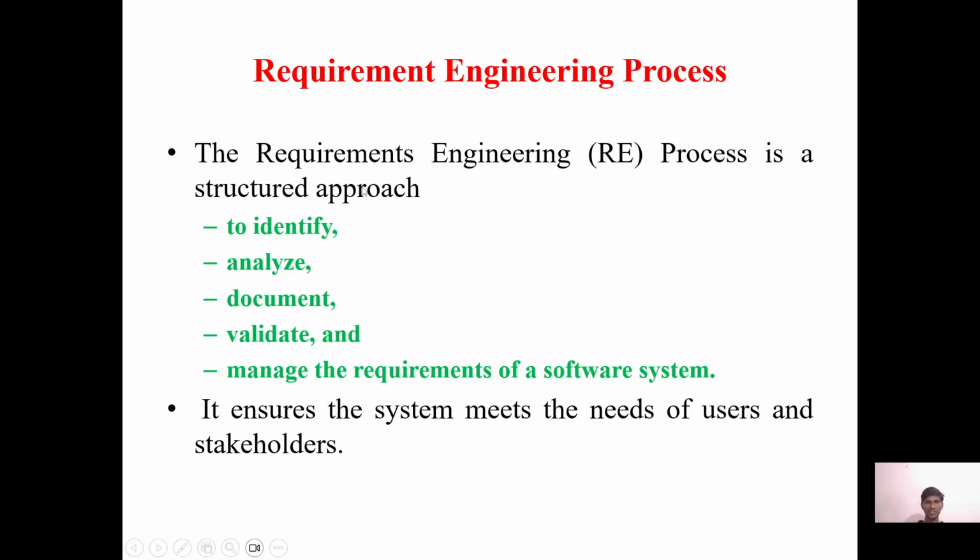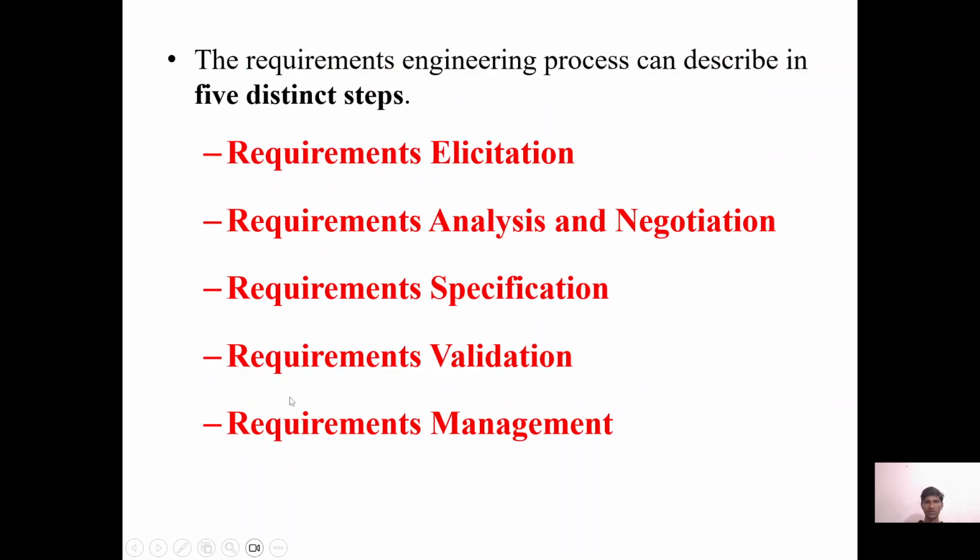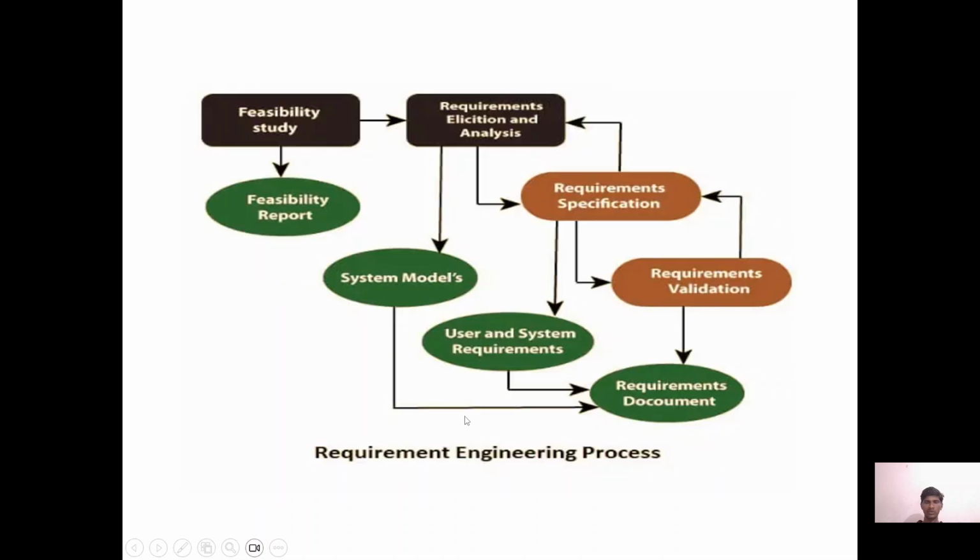So as we have seen, it is a structured approach to manage the requirements of a system or a software need. It is done by identifying, analyzing, validating, and finally documenting and managing the requirements of the software. There are 5 distinct phases in requirement engineering: requirement elicitation, requirement analysis and negotiation, requirement specification, requirement validation, and management.